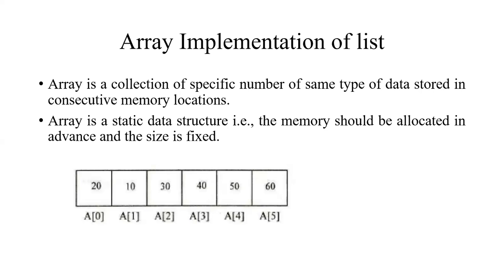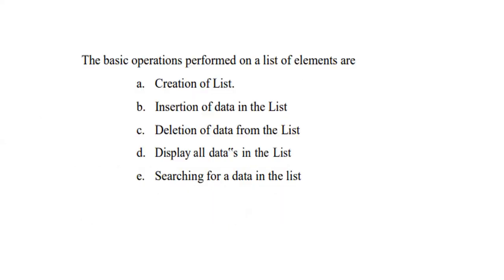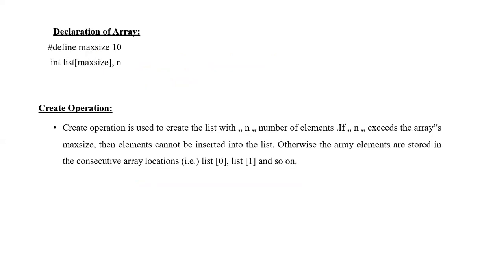Now let us see the example of array. The array size is going to be 6, and we are going to store 6 data over here. These 6 data are going to be stored in consecutive memory space. So A of 0 contains 20, A of 1 is going to be 10, A of 2 is going to be 30, A of 3 is 40, A of 4 is 50, A of 5 is 60. The basic operations that are performed on the list of elements are creation of list, insertion of data in the list, deletion of data from the list, displaying all the data in the list, and searching for a data in the list.